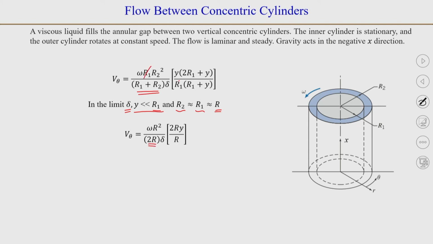This R 1 and this R 1 will get cancelled. You will have omega, and R 2 squared you can write as R squared, because y is small when you compare with R 1. So, you can neglect this y, and this expression will be 2 R 1 or 2 R. So, 2 R multiplied by y divided by R 1 plus y, you can write as R 1 or R here. So, you can write this as, now R and R will cancel out.